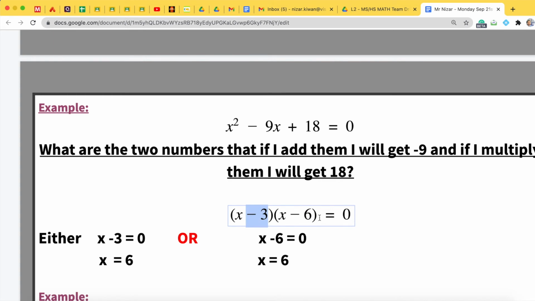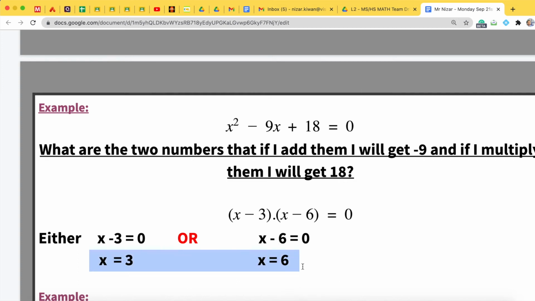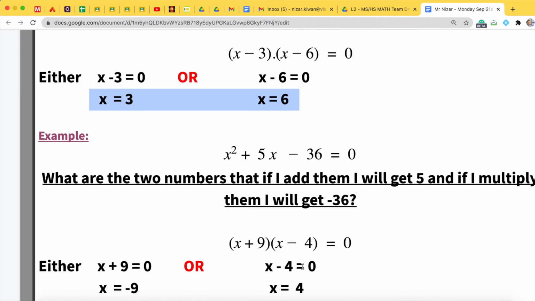So you need to guess the numbers. You will write them like that, then discuss it. Either the first bracket is 0, so x will be 3, or the second bracket is 0, x minus 6 equals 0, so x equals 6. So the solutions are 3 and 6. It's really easy. Let's talk about the next example.